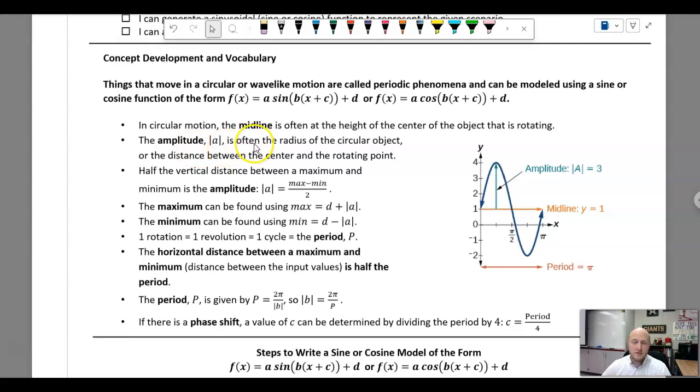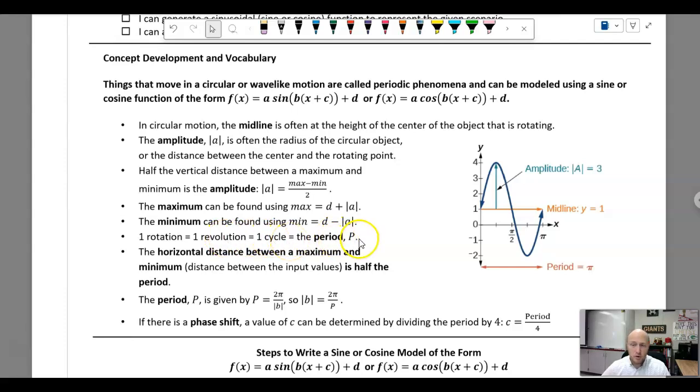The amplitude is often the radius of the circular object, or the distance between the center and the rotating point. Half that vertical distance between a maximum and a minimum, remember, is what we would call amplitude: max minus min, divided by 2. The maximum can be found using your midline plus the absolute value of your amplitude, so d plus the absolute value of a, and the minimum can be found using your midline minus your amplitude.